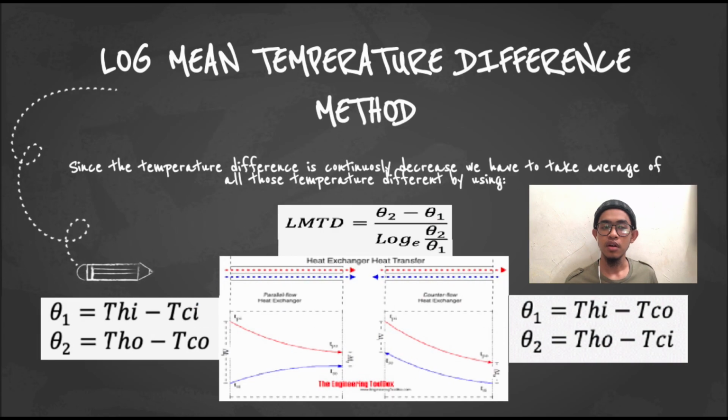Okay, next, LMTD or log mean temperature difference method. Since the temperature difference is continuously decreasing, we have to take the average of all those temperature differences using the LMTD method. So this is the formula. As we can see, this is the formula.